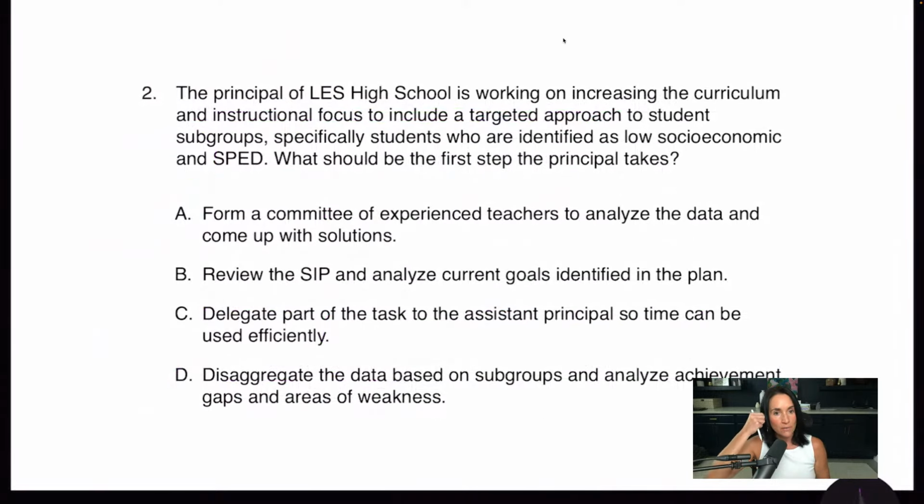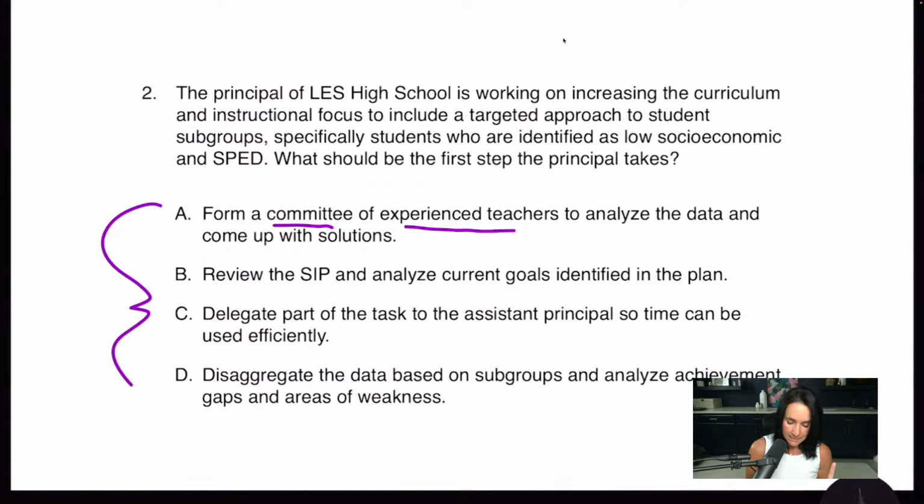Okay. Let's have a look at number 2. Now this one has a longer narrative at the top and more answer choices. I'm going to start right here at the answer choices first. Form a committee of experienced teachers to analyze the data and come up with solutions. Okay. I like it. We have committee, but here's a problem: experienced teachers. Now, I like analyze the data and come up with solutions, but do we just form a committee of experienced teachers and leave out our new teachers and other people in the school? I'm not in love with it. I'm not going to cross it off, but I'm not in love with it.